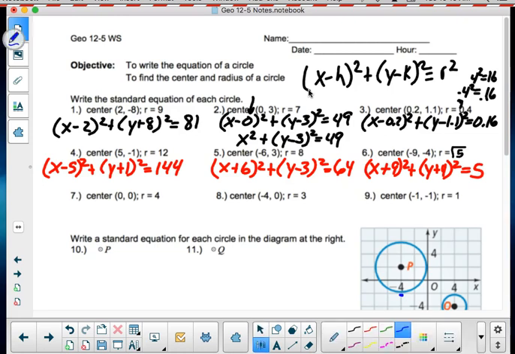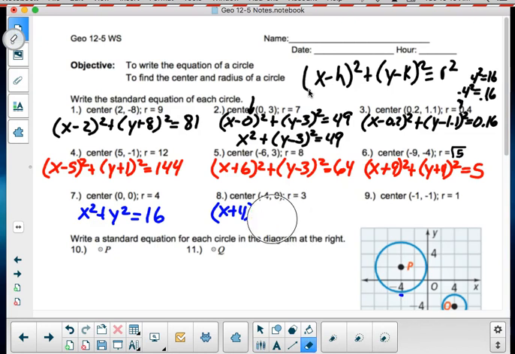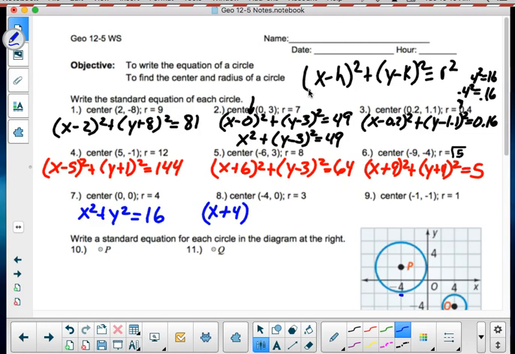Center here at 0, 0, so I'm going to go x squared plus y squared equals 16, because 4 times 4 is 16. My center, (x plus 4) quantity squared plus y squared is equal to 3 squared, which is 9. And I've got (x plus 1) quantity squared plus (y plus 1) quantity squared equals 1, because 1 times 1 is 1.